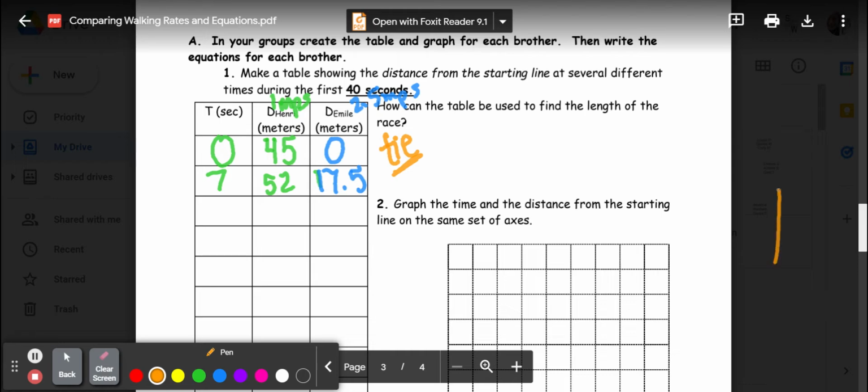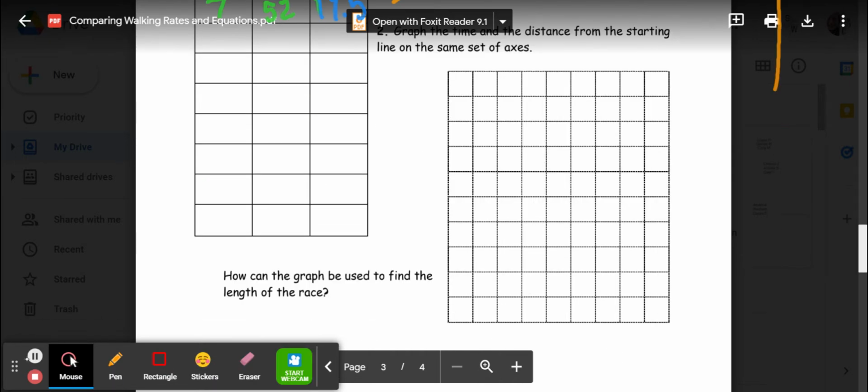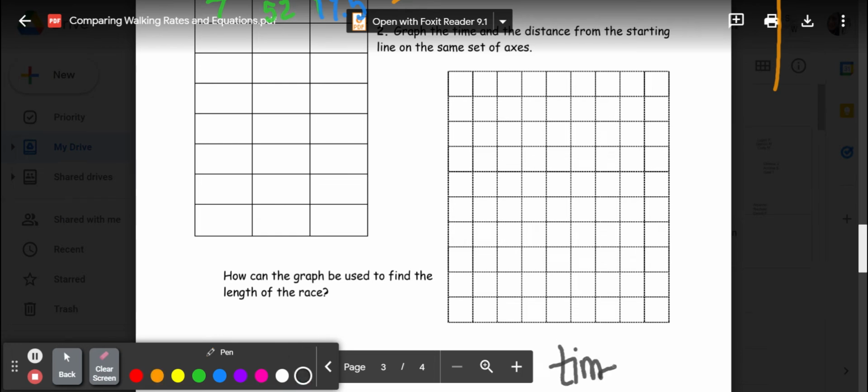Then I'm going to make a graph, and this graph is pretty open-ended. The only thing that's sure is that time is going to be on the x-axis and distance has to be on the y-axis, but you're going to decide what you want to go up by based on what you have in your table. Now here's the thing. I want 0 to be over here. So 0 has to be here. And then whatever you go up by, it has to be a scale. So I can't put random numbers down here.